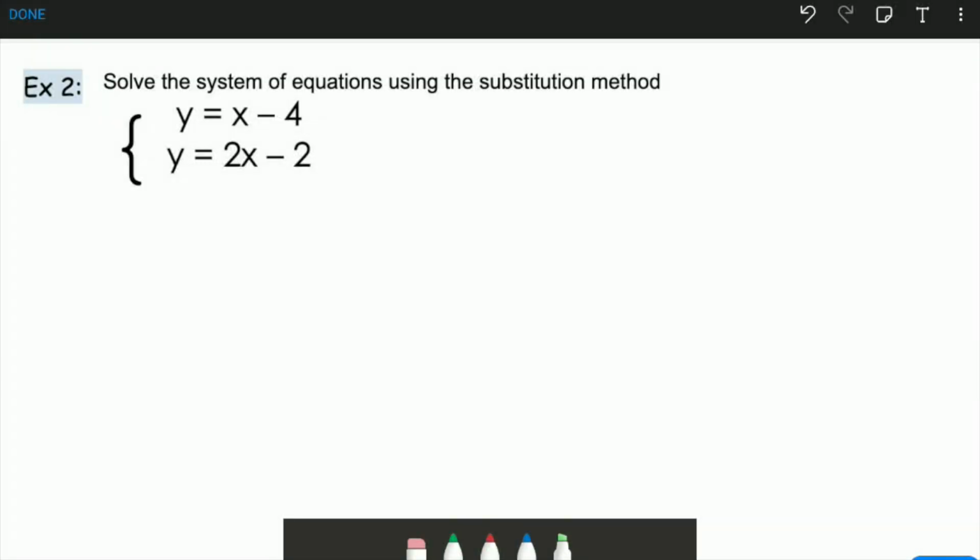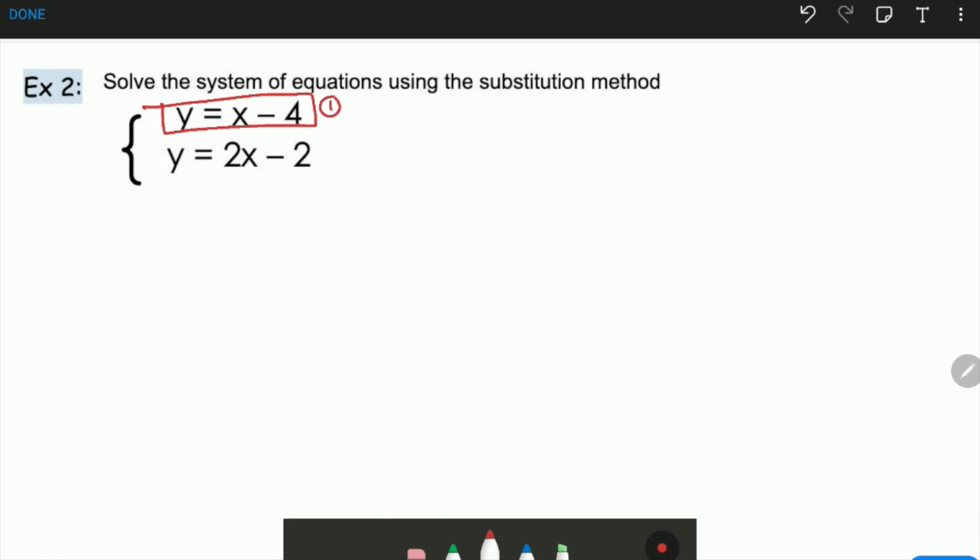In this example, we're going to be solving the system, once again using the substitution method. So in order to do substitution, we need to have one of the equations with a variable by itself. Both equations actually have a variable by itself, so I'm just going to start with this one. I'll put that one in a box.